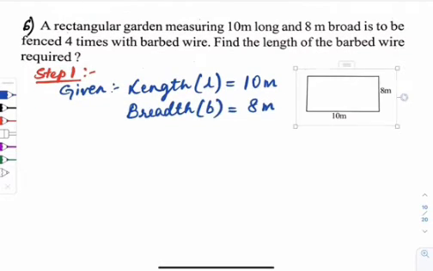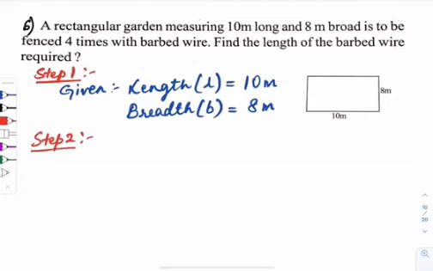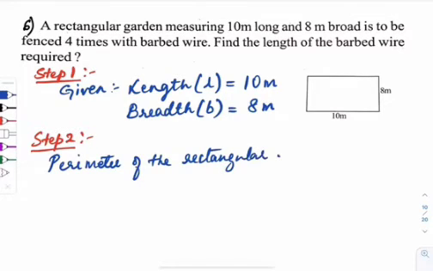Now we'll have a rough diagram drawn. Here this seems to be a rough diagram with length 10 meters and 8 meters breadth. Now for the next step. Step 2 is to find the perimeter. Perimeter of the rectangular garden is equal to, it's the same formula, 2L plus 2B units.